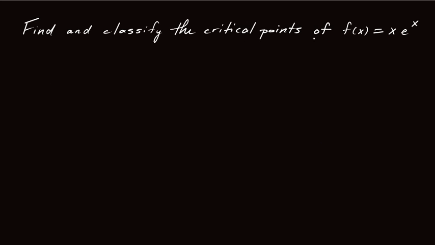Find and classify the critical points of f of x equals x times e to the x. In order to do that, I first want to find the critical points. So I want to find the derivative, f prime of x. By the product rule, that will equal 1 times e to the x plus x times e to the x. Now, this always exists. I can always plug in x and nothing funny will happen. So I only need to check where f prime of x is equal to 0.